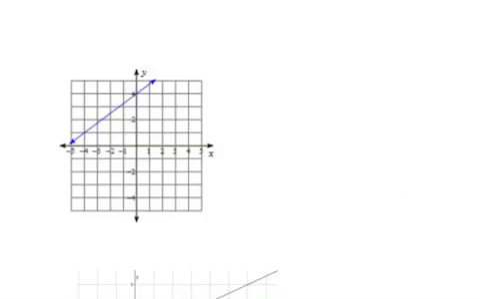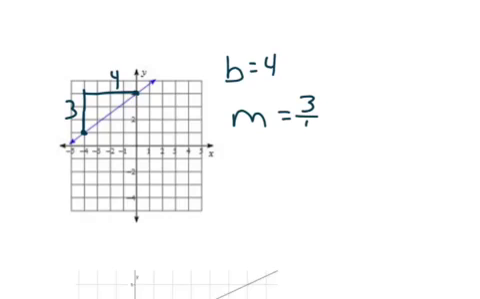Next problem. Same thing. I can see my y-intercept is right there at +4. And my slope, let's figure it out. So I'm rising 1, 2, 3. I'm running to the right 1, 2, 3, 4. So my slope is 3 over 4. Therefore, my equation would be y equals 3/4 x plus 4.